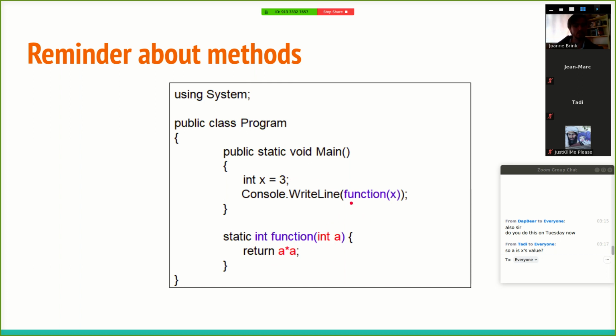But the words that we use to describe this: when we type the name of a method and we put the parentheses there and we give it everything it's required, like we've done here, function parentheses x to give it x, what we call this is calling the method. You're calling the method. The things you give it, so like x here, we call those parameters.